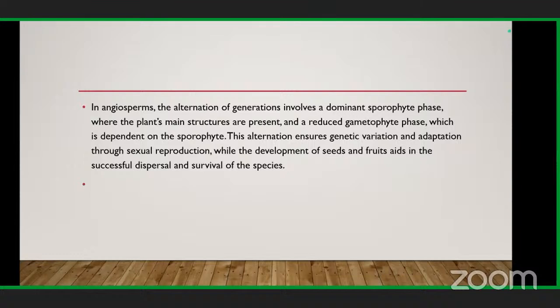So in angiosperms, the alternation of generations involves a dominant sporophytic phase where the plant's main structures are present, and a reduced gametophytic phase, which is dependent on the sporophyte. So the gametophytic stage is dependent on the sporophyte, and the gametophytic stage is not dominant. Here the sporophytic stage is the dominant. This alternation ensures genetic variation and adaptation through sexual reproduction, while the development of seeds and fruit aids in the successful dispersion and survival of the species. So this is the dominant phase, and the gametophytic phase is dependent on the sporophytic phase.